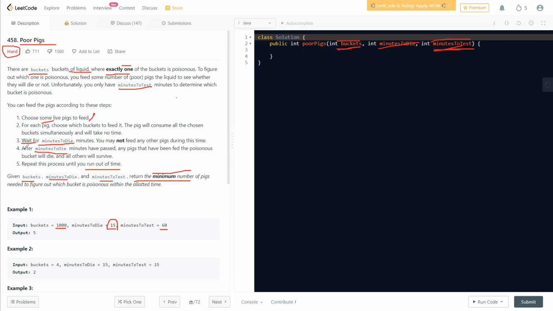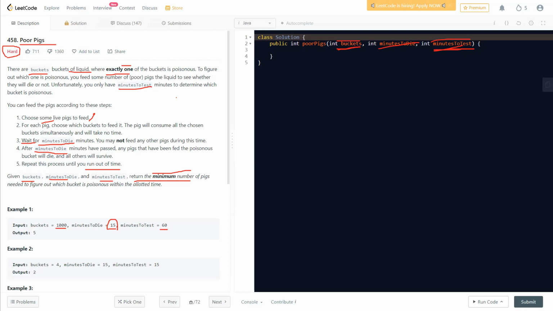It means that a particular pig cannot be fed during its observation period. That is, when you are observing a particular pig, you cannot feed that pig again. You need to wait for that timing. But other pigs could be engaged for feeding. Once you're observing one pig, you can feed the other ones.